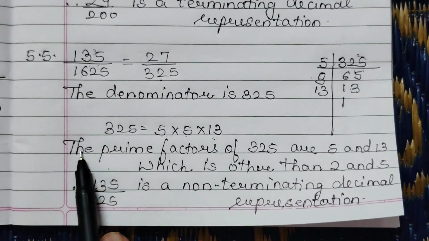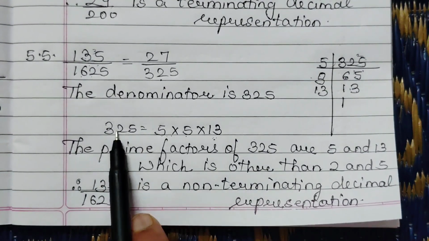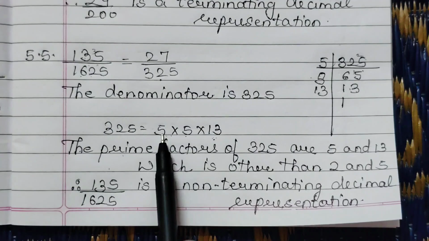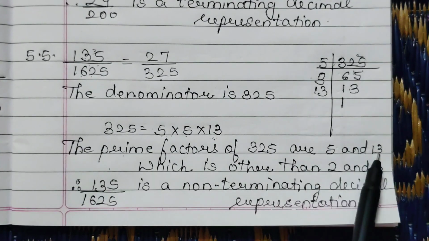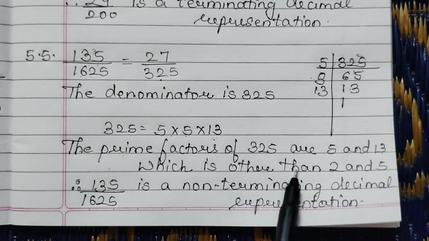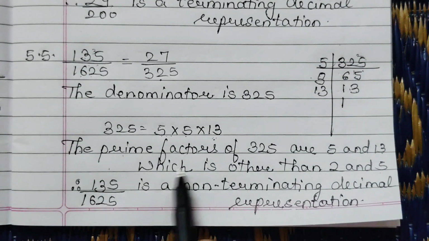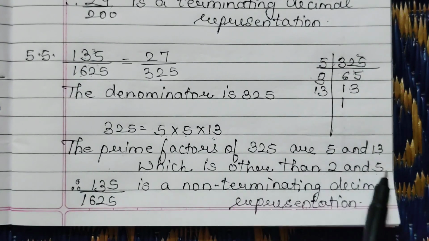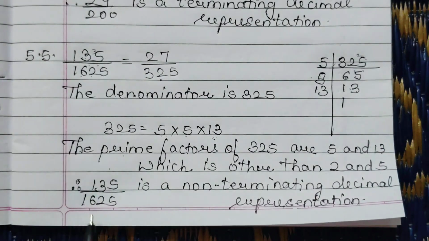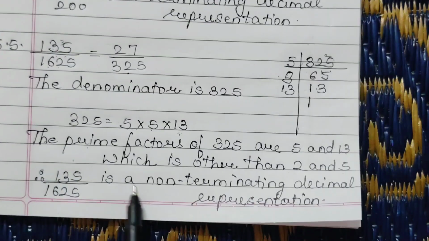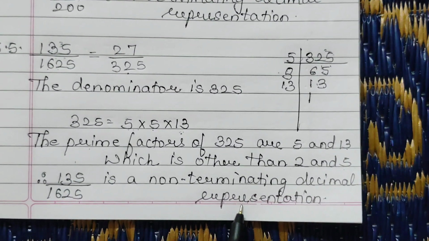So we will write the prime factors of 325. These are 5 and 13. So we wrote 5 and 13. Which is other than 2 and 5? We required 2 and 5, but we have 13 also. So we wrote which is other than 2 and 5. Therefore, the question we wrote, 135 upon 1625 is a non-terminating decimal representation.